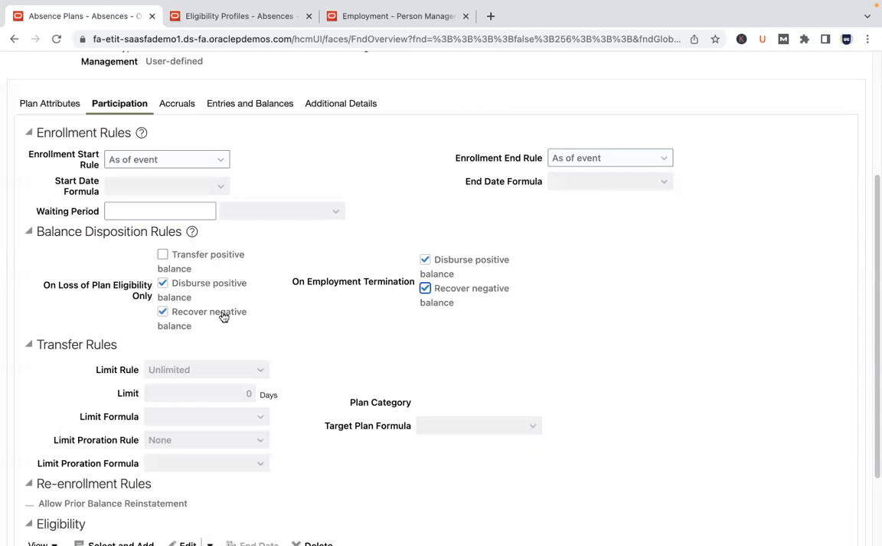If my balance has not been dispersed or transferred, and let's say I moved back into a full-time assignment in September, that means I become eligible for the plan again. In which case, if you have not dispersed or recovered the balance, I still have 4 days of leave in my account from when I became ineligible. So that balance would still be maintained. It won't be disposed of, and I can allow prior balance reinstatement in such a case.